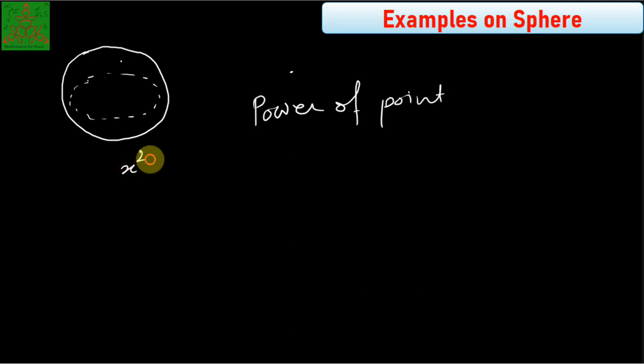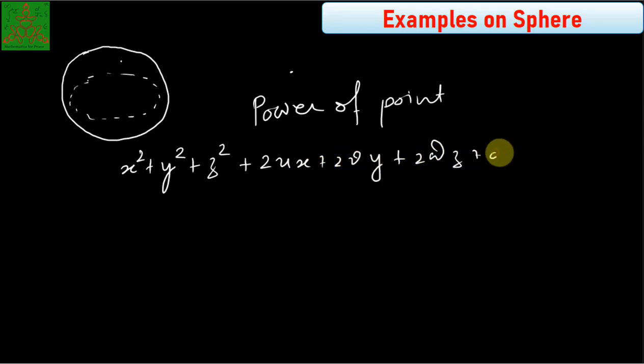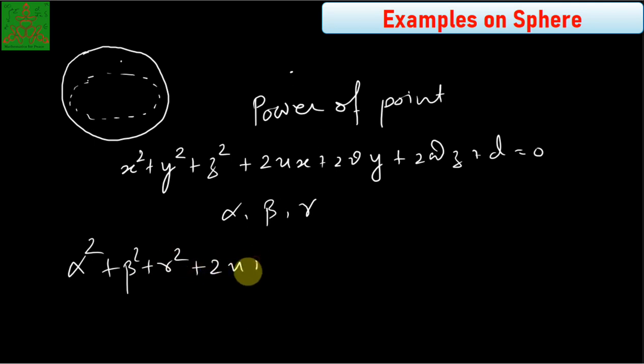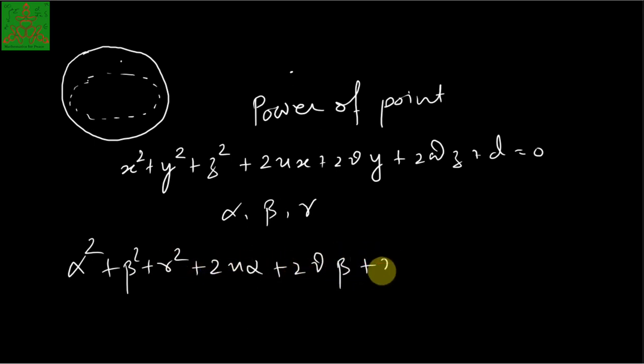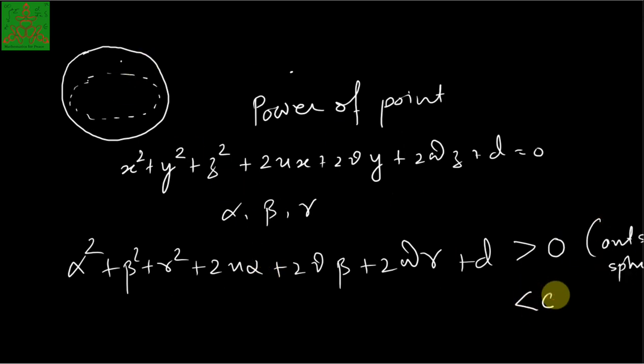Suppose the given equation of the sphere is of the form x square plus y square plus z square plus 2ux plus 2vy plus 2wz plus d equal to 0, and the point is alpha, beta, gamma. If the value of alpha square plus beta square plus gamma square plus 2u alpha plus 2v beta plus 2w gamma plus d is greater than 0, then we can say that this point is outside the sphere. If it is less than 0, then it is inside the sphere. And if it is equal to 0, then we can say that it is on the sphere. So this is known as the power of the point.